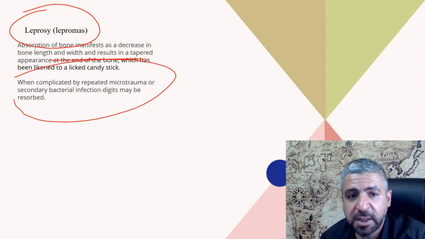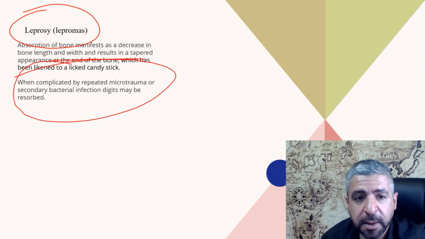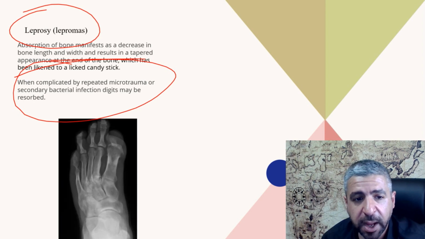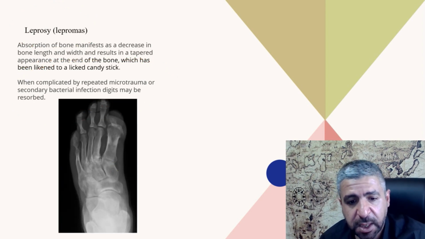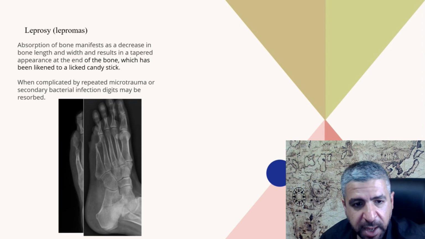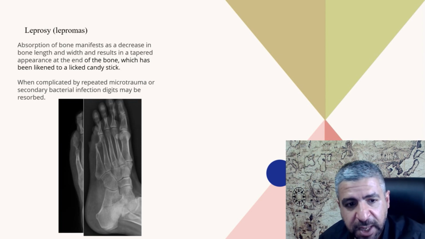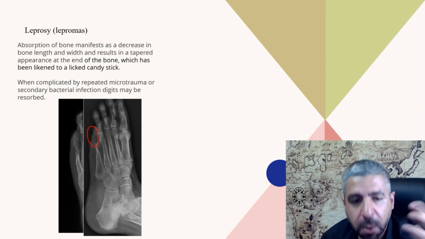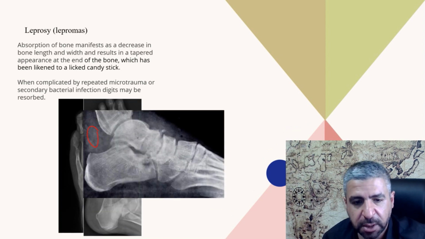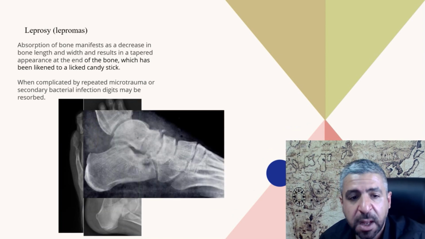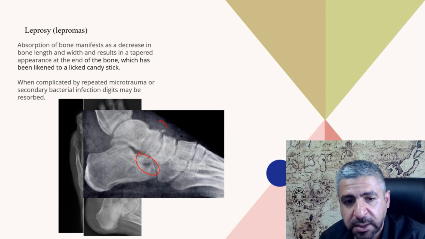And when it's complicated by microtrauma or secondary infection, the digits might get resorbed. Okay, so for example, you can see in this image the digits are resorbed due to lepromas or leprosy. Again, you can see here this digit has a licked candy stick appearance, and there is what appears like a cystic lesion here, but it's not a cystic lesion, it's just lepromas.